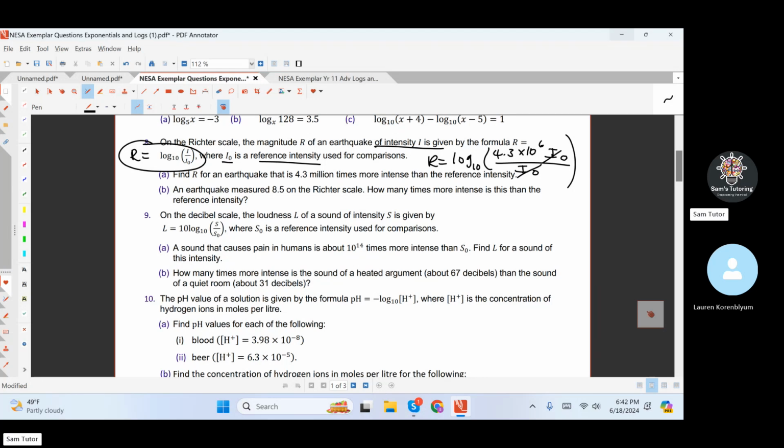Plug it into your calculator. Because it's a sub base 10, you're allowed to use log on your calculator. If you didn't, then you have to do ln of the top over ln of the bottom.